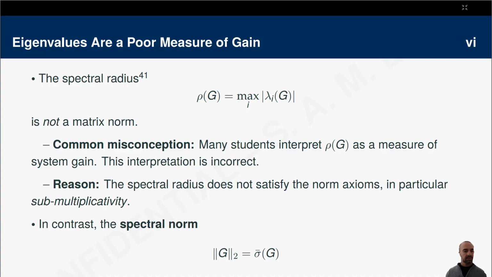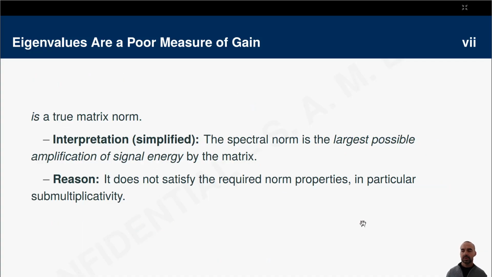And then let me see. Vector norm. We talked about that. Oh, let's consider one more simplified interpretation. The spectral norm is the largest possible amplification of signal energy by the matrix. The spectral radius does not satisfy the required norm properties, in particular submultiplicativity.